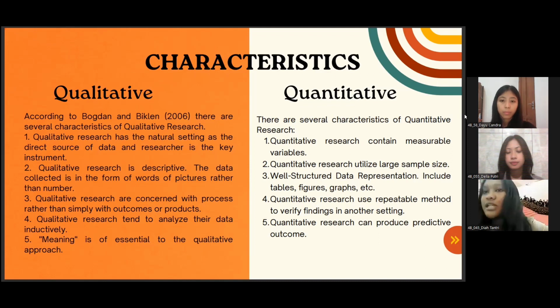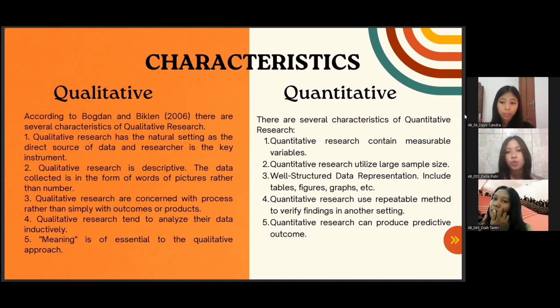So Della, time is yours. Okay, thank you, Dia. So the next is the characteristics of quantitative research. There are several characteristics of quantitative research. So the first is that quantitative research contains measurable variables. It uses structured research methods such as questionnaires or surveys to collect measurable characteristics of the population like age, number of family members, salary, etc.